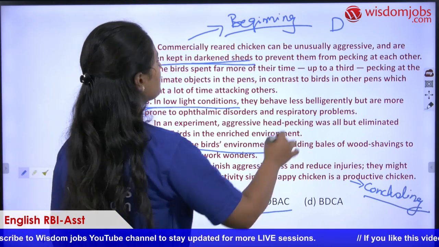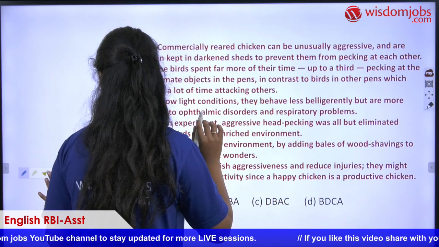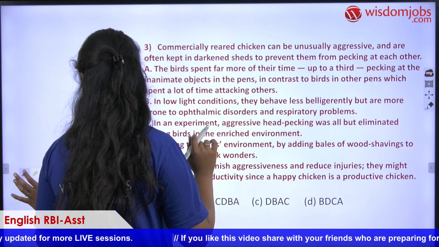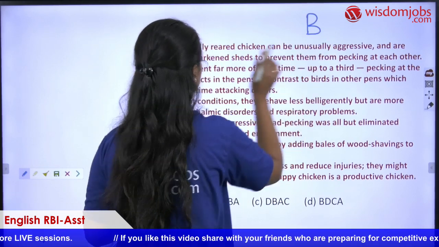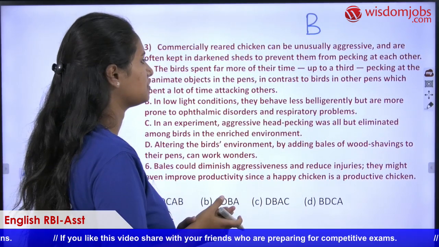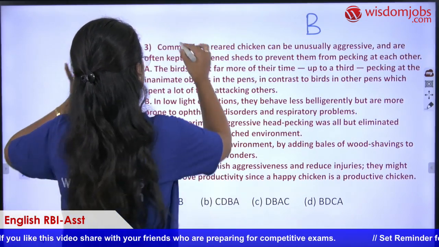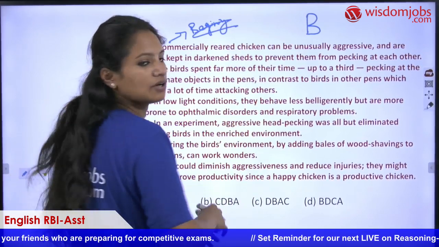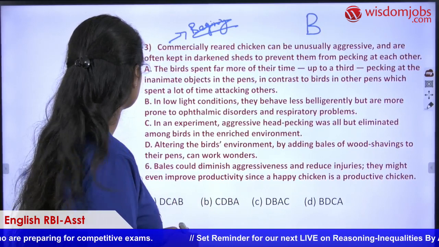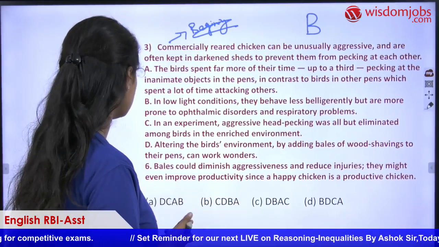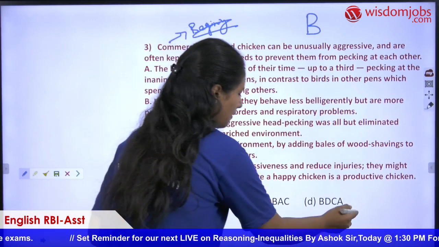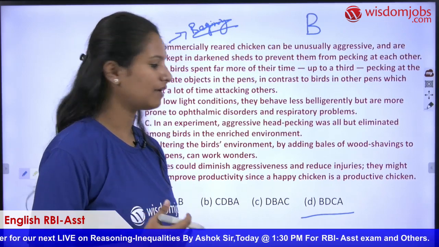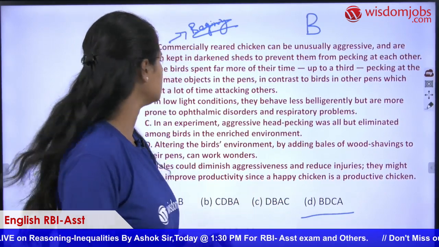So let us think that B is your first option. Let us think that B is our first option after the beginning sentence: commercially reared chicken can be unusually aggressive. After this beginning sentence, think that B is the first sentence which should follow it. Now let us find out where B is. Here, option D has B, D, C, A. Now let us arrange the paragraph according to the answer option given here, B, D, C, A.